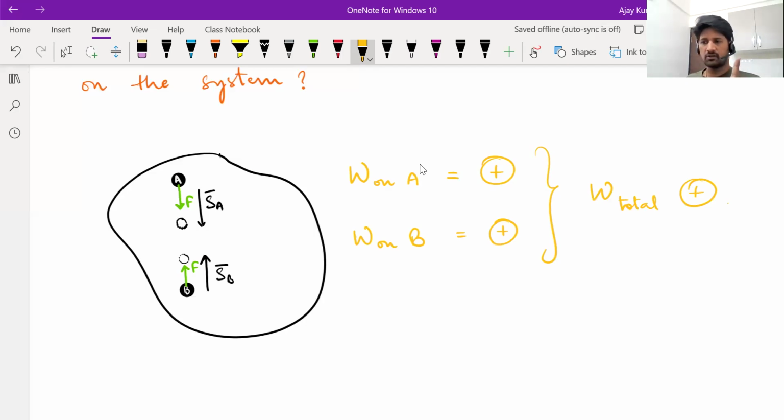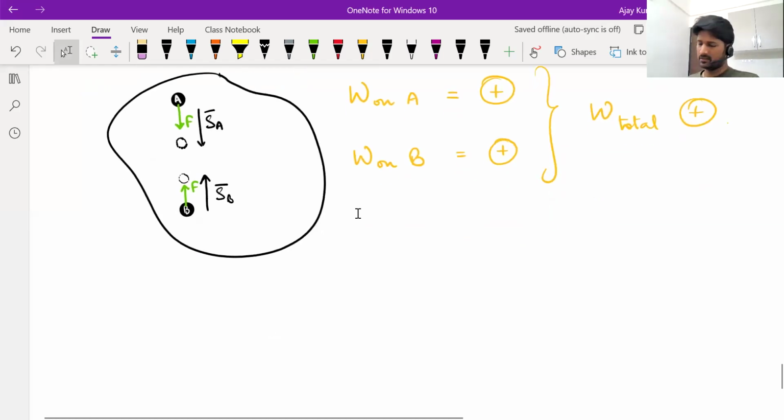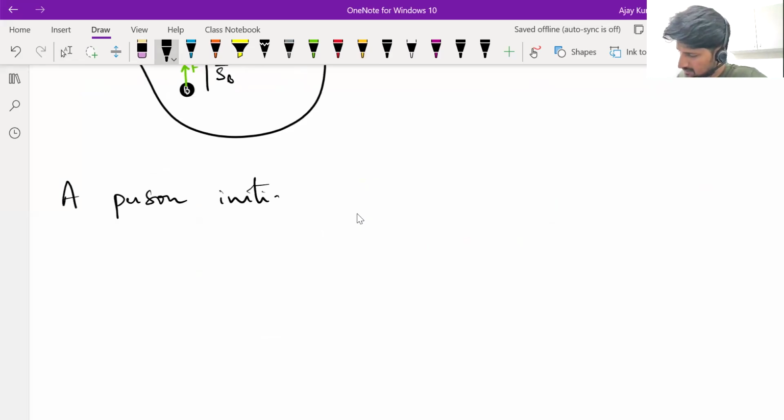Internal forces cannot change the momentum of a system, but they can definitely change the energy of a system. Okay, now consider this case, all of you. Suppose a person is simply standing. Initially just standing, and the person starts to walk. Okay, I'll write the question here. A person initially at rest starts walking.